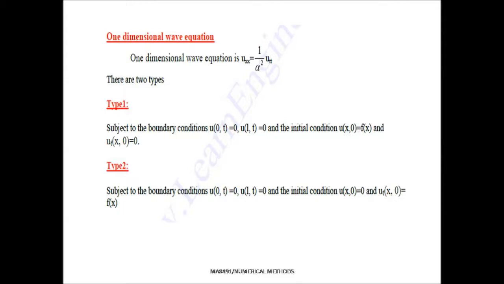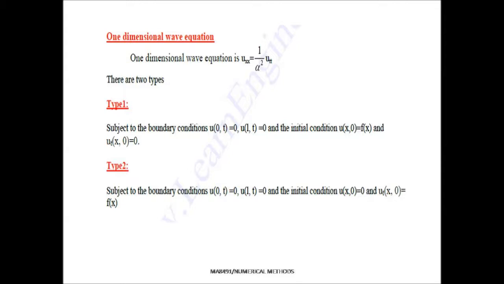So the one-dimensional wave equation has two types. Type 1 is subject to the boundary conditions u(0, t) and u(l, t) equal to 0, and the initial conditions u(x, 0) = f(x) and ut(x, 0) = 0. Type 2 has the same boundary conditions, but the initial conditions are interchanged. That is, u(x, 0) = 0 and ut(x, 0) = f(x).